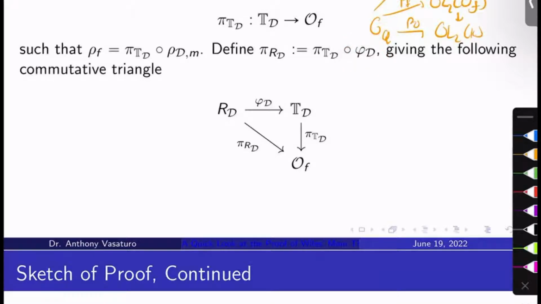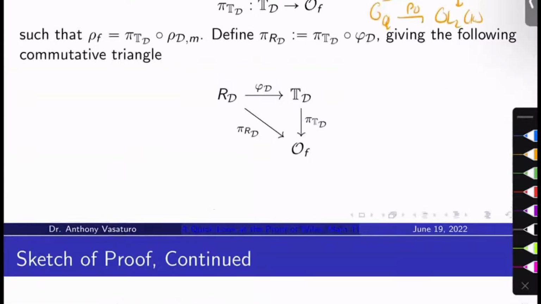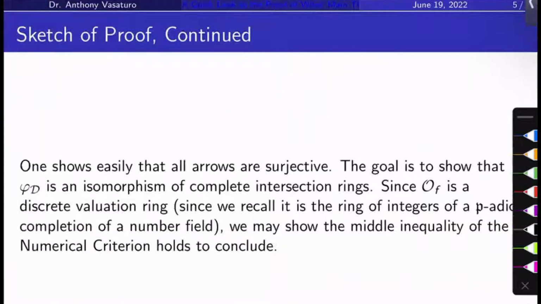In other words, all that said, I get a commutative triangle like this. I have my map R sub D to T sub D given by phi sub D. I want that to be my isomorphism of complete intersection rings. Here's the pi sub T sub D that exists by universal property. Here's a pi sub R sub D that exists by just defining it to commute this triangle. What you do is you show all three arrows here are surjective. That these two are surjective follows immediately from the fact that these maps are O sub F algebra homomorphisms. And then you can pretty easily see that phi sub D is surjective.